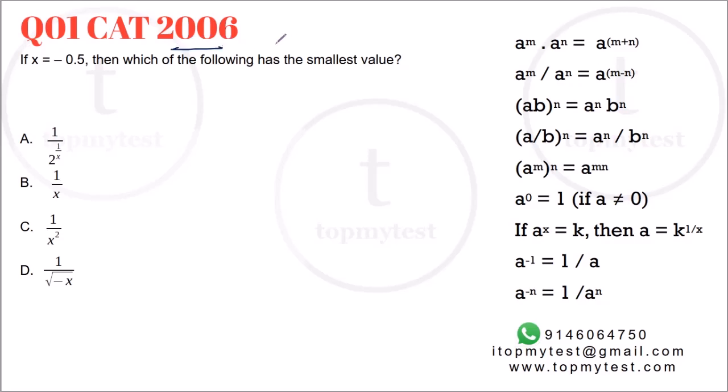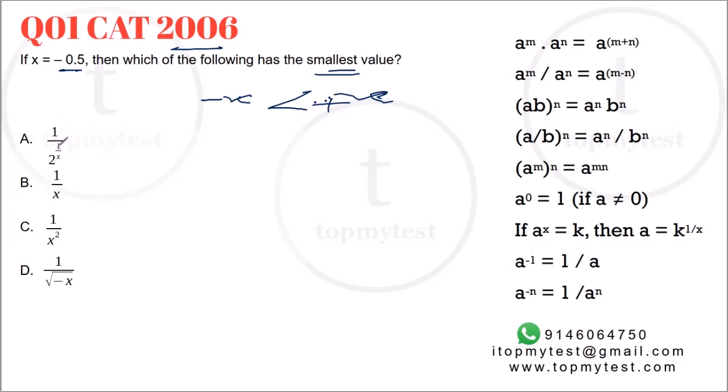This came up in CAT 2006, considered to be a pretty difficult paper. Let's see what this says. If x is equal to minus half, which of the following has the smallest value? Now, x is a negative number. So the first thing that you should check is if you have a negative number and a positive number. We know always that a negative number is always going to be lesser than a positive number. So if you have a negative number versus a positive number, you can eliminate the positive number straight away. So let's try this.